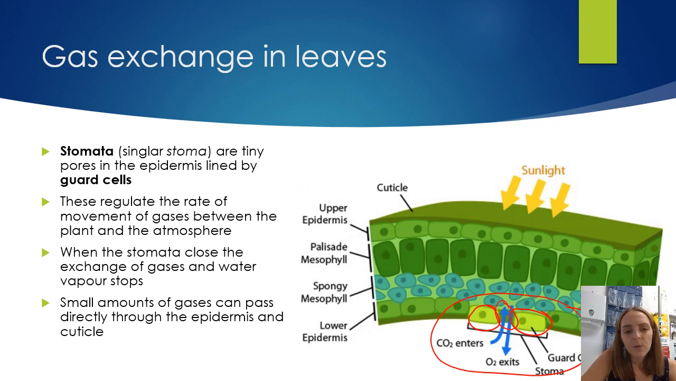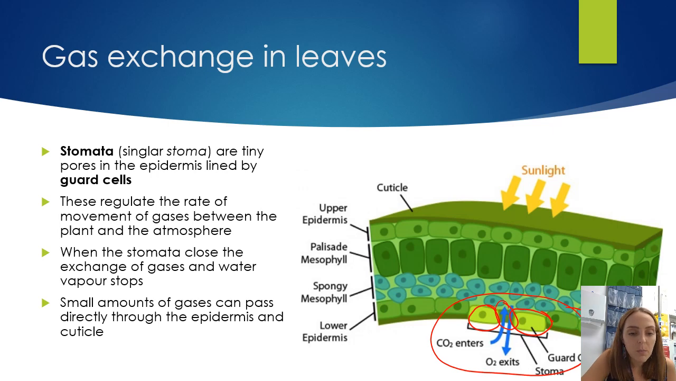Now, one downfall of the stomata is when they open, this is great to allow gases to come into the plant to allow for photosynthesis. But when they open, that allows water vapor to leave the plant as well. So sometimes we need to have a nice balance where we're still allowing enough CO2 into the plant, but without allowing too much water to leave the plant.